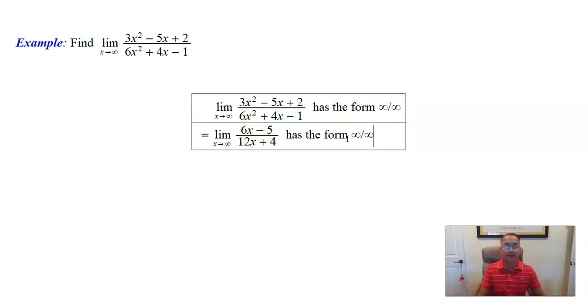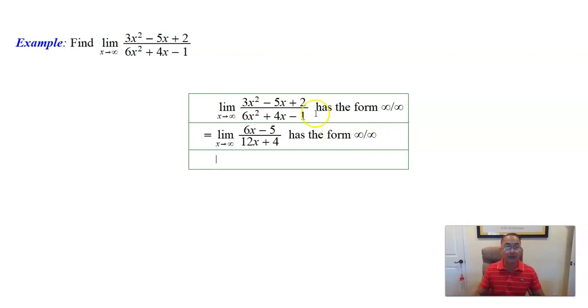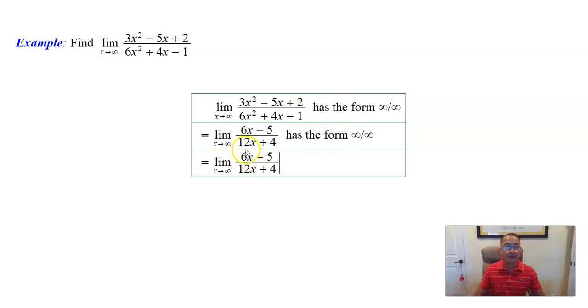That has the form infinity over infinity, so we can apply L'Hopital's rule one more time. And so we get the derivative of 6x minus 5 is just 6. The derivative of 12x plus 4 is just 12. So once again, we get the same answer. It is just 1/2, just like we saw earlier.